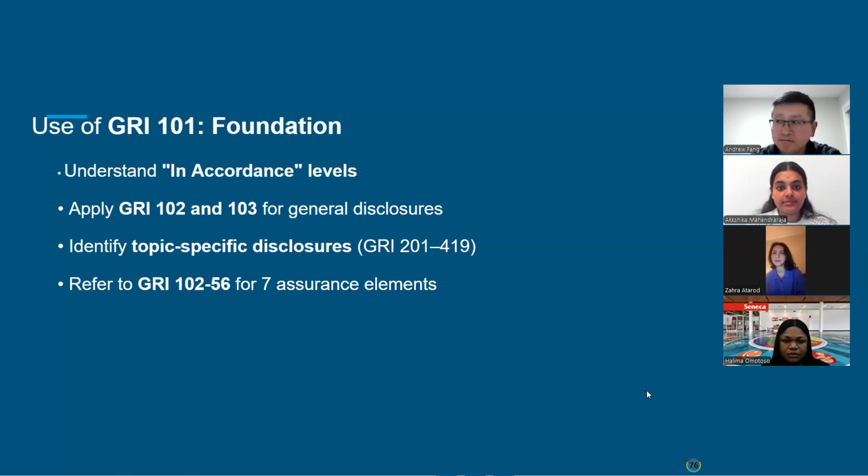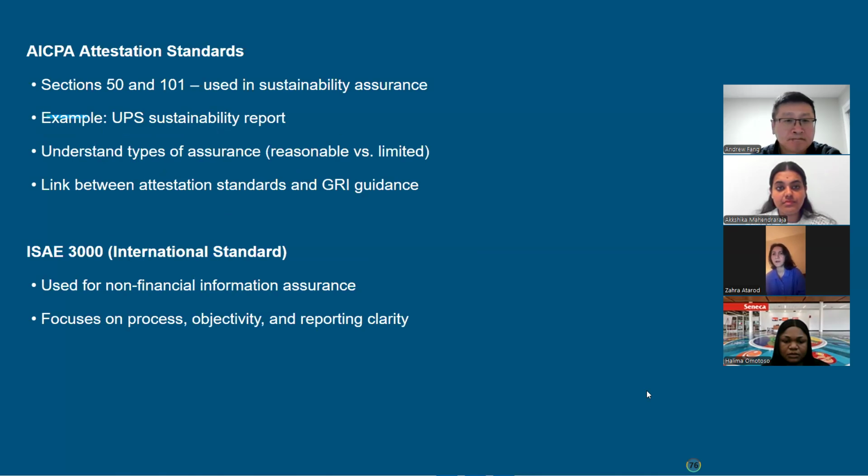The specific standards are grouped into three main categories. GRI 200 is about economic, financial performance. GRI 300 environmental and 400 social. It's about labor rights, diversity, health and safety, and human rights.